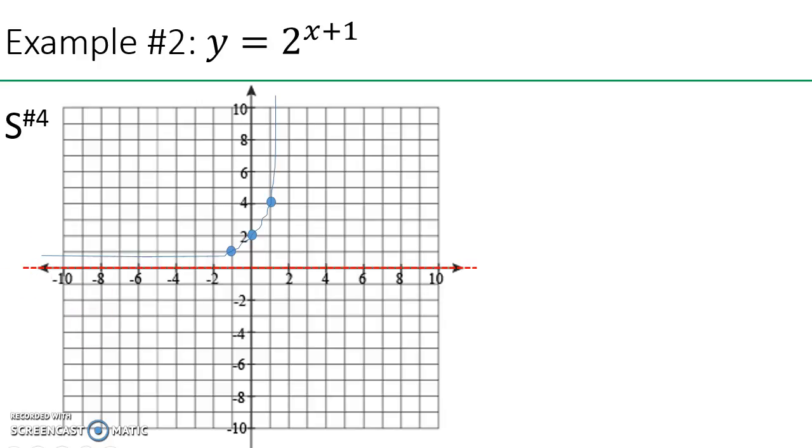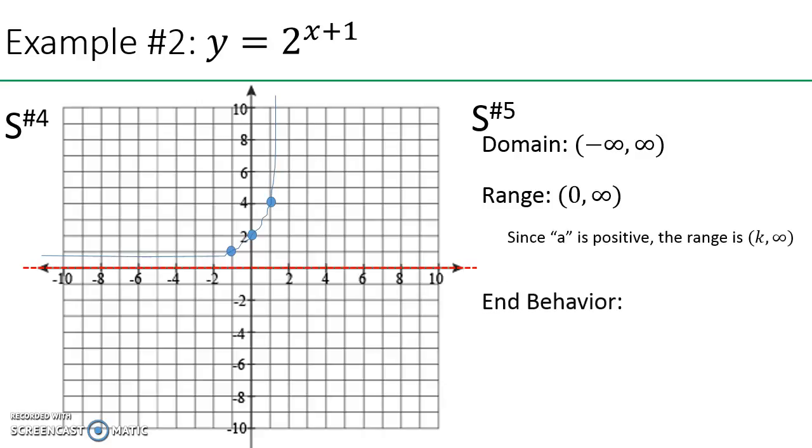And as you can see, my graph line goes from here to here, so it's increasing from left to right. Since my graph line is increasing, my range stays the same. The domain, as always, is all real numbers. My range is 0 to infinity. And my end behavior: first value of my domain, second value of my domain, first value of my range, second value of my range.